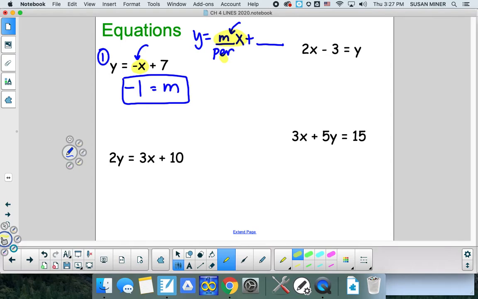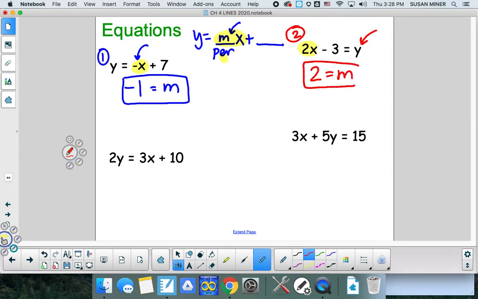Okay, let's go to number 2 over here. Pause the video and try to find your slope from this equation. Hopefully you paused your video. What I do is I can see that this equation is solved for y. It's just backwards, but it still works. I look for the number that is paired with my x, and so that number is 2. My slope in this equation is 2. Another one that's super duper easy. Okay, next, pause the video, try and find the slope in number 3.